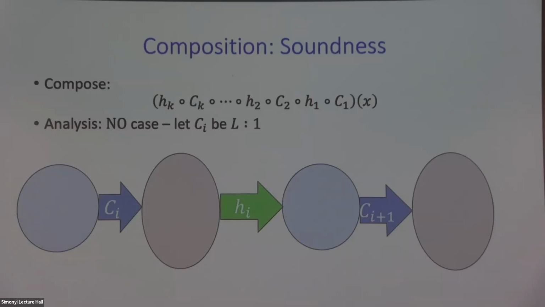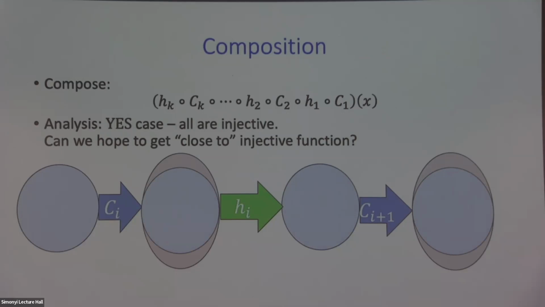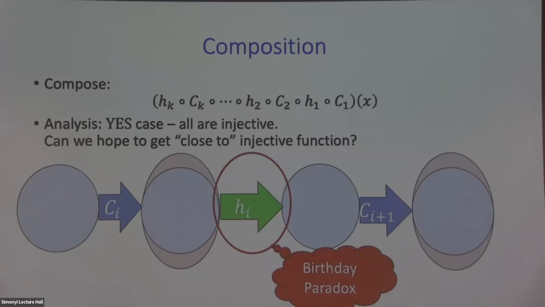This makes sense? The difficulty that we encountered, and that took us a little bit of time to get over, is actually in the yes case, when all of the circuits are injective. We apply the circuit, we apply the hash, we apply the circuit. But the annoying thing that happens is this birthday paradox. The hash is going to generate quite a lot of collisions. So the resulting thing is no longer going to be injective for sure, which is a problem. Make sense? Okay.